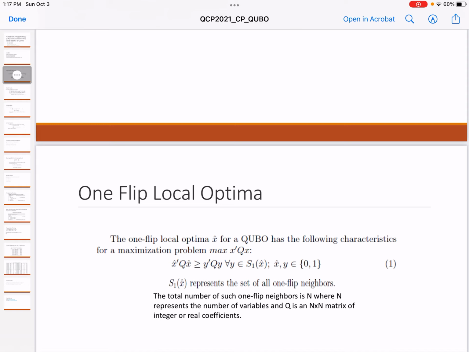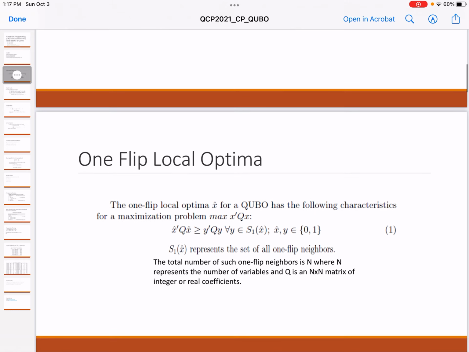So here are the properties for one flip local optima x hat for a maximization problem. x hat is such that x prime hat Q x hat is greater than or equal to all its one flip neighbors. What I mean by one flip neighbors is that in this x hat, only one of these bits is flipped at a time. So in total there are n one flip neighbors if we assume that n is the size of the Q matrix. This equation is applicable for a maximization problem, and S1 indicates the set of all one flip neighbors, and there are n such one flip neighbors.